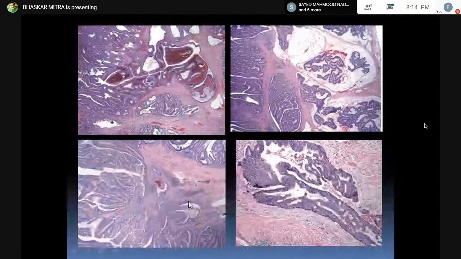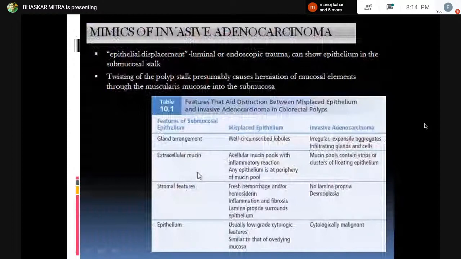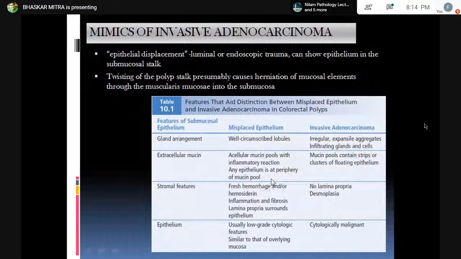Second point, coming again to the extracellular mucin: in most cases of the misplaced epithelium, we see acellular mucin pools without containing cells. There may be inflammatory reactions. Sometimes a small amount of epithelium may be seen at the periphery of the mucin pools. But in the invasive carcinomas, we see the mucin pools containing strips or clusters of floating epithelia, a large number of tumor cells within the mucin pools, which is usually lacking in the misplaced epithelia.